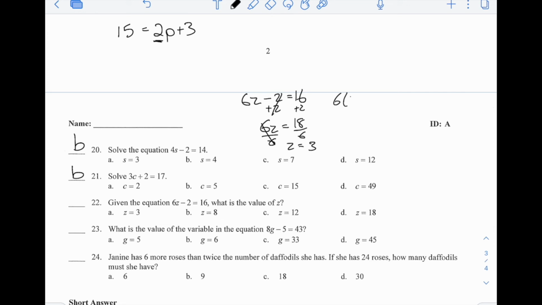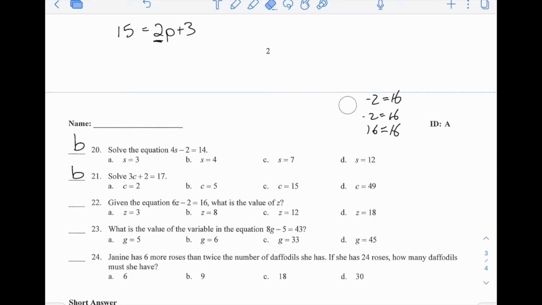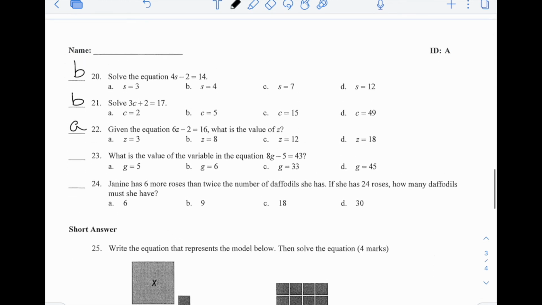So we're saying 6 times 3 minus 2 is 16. Okay, that's 18 minus 2 is 16. 16 equals 16. Okay, great. So it's 3 is my answer there. So that one would be A. Okay, solving another one, two-step equation, 8g minus 5 equals 43.